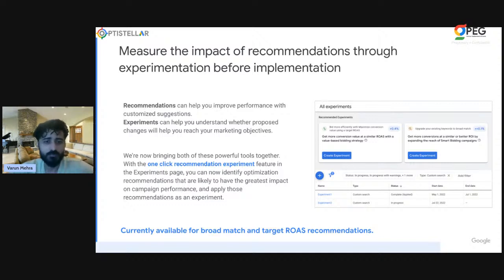We are now bringing both of these powerful tools together with the one-click recommendation experiment feature in the experimentation page. You can now identify optimization recommendations that are likely to have the greatest impact on campaign performance and apply those recommendations as an experiment. But please note that this is currently not available for broad match and target return on ad spend recommendations, but available for the other ones.